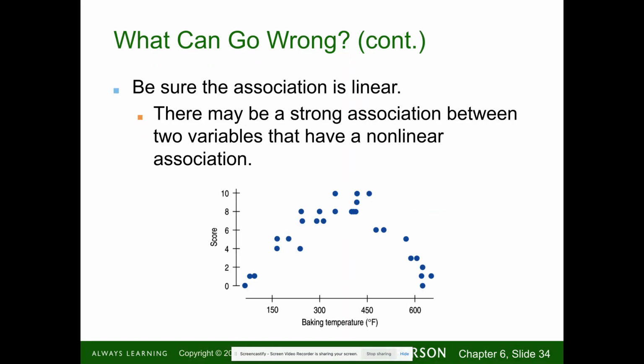If I were to try and do a linear association with this particular graph, the numbers would be goofy. No matter where, if I draw a straight line through here, or here, it's not a straight line.